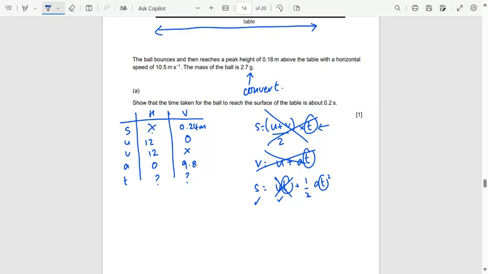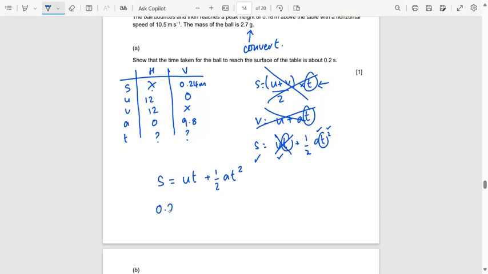Half times 9.8 times t squared. Yes, I have that. I'm trying to find that. I can use this formula. So s equals ut plus half at squared. So I know that 0.24 meters of vertical height equals 0t plus half times 9.8 times t squared. So 0.24 equals 4.9 t squared. Therefore, t equals 0.22 seconds.